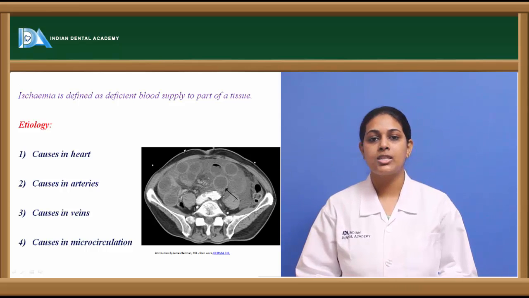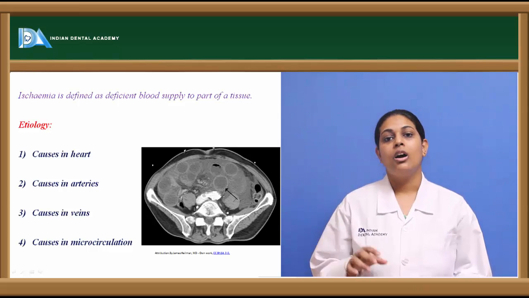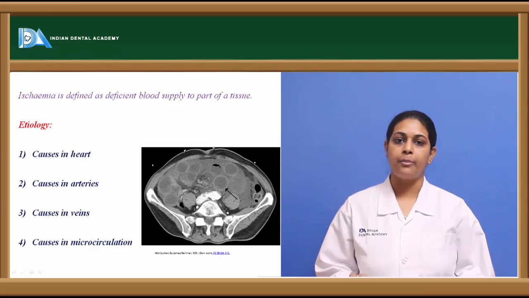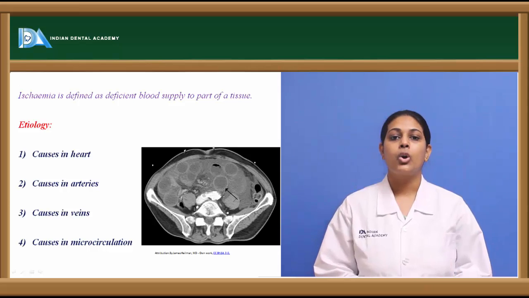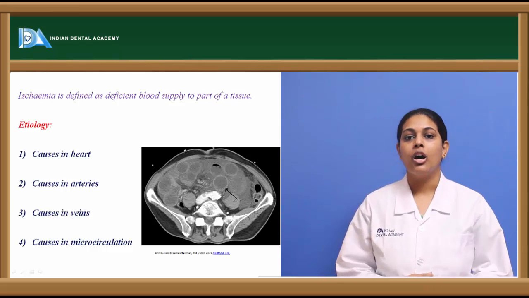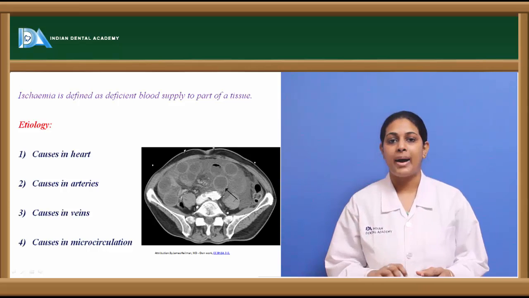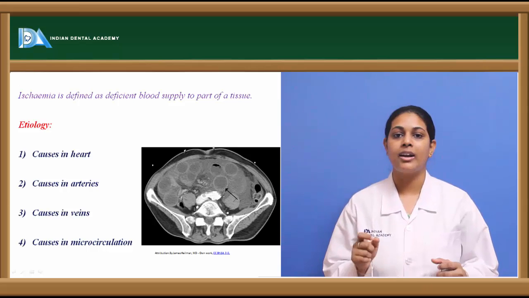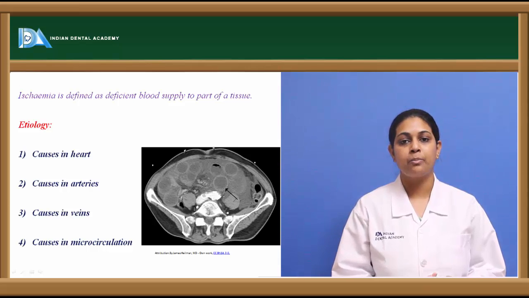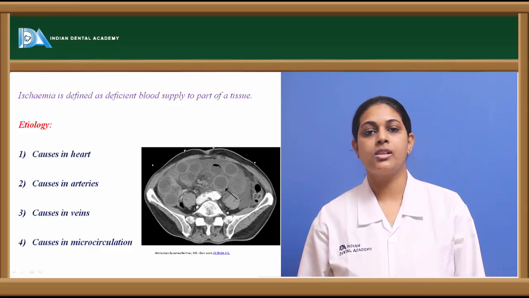Coming to the causes in the artery, when the arterial lumen is occluded by a thrombus or embolus, this might result in ischemia. Other than that, when there is any pressure on the artery from the outside, such as a tourniquet or bandage application, the artery is compressed, and because of which there is reduced blood supply to that particular organ. So any cause in the artery can result in ischemia.